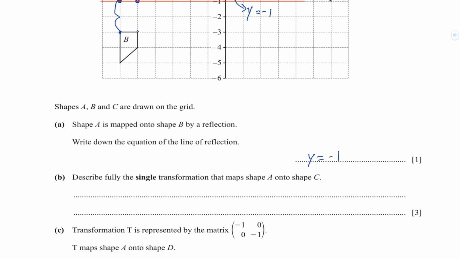Describe fully the single transformation that maps A onto C. Okay, since the size has changed, this is definitely going to be enlargement. So we're going to write enlargement. We get 1 mark for that. And next thing we have to do is we have to write down the scale factor.